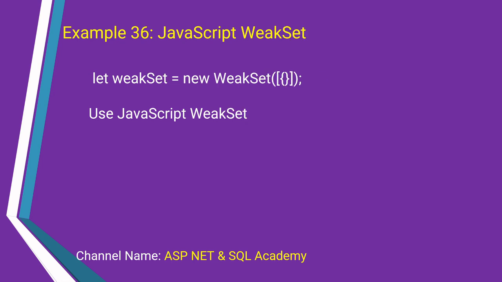Example 36. JavaScript WeakSet. WeakSet is a data structure that is similar to Set, but it allows us to store weak references to objects. We can use the WeakSet constructor to create a new WeakSet. For example, let us create a WeakSet that stores the names of people.